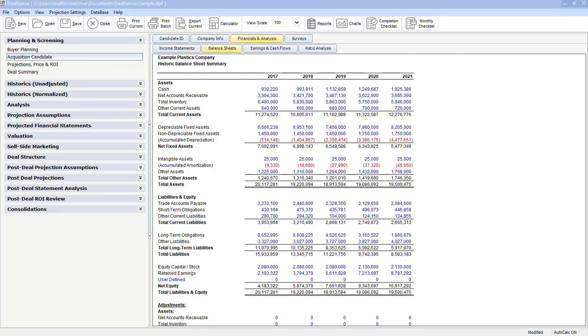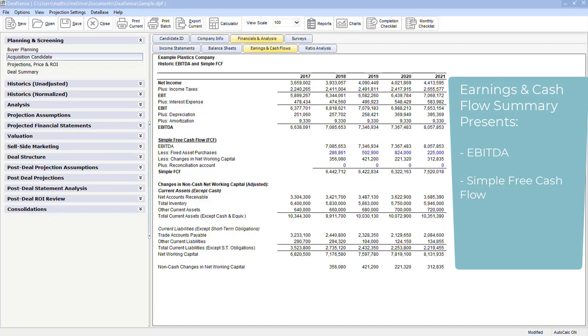After entering basic balance sheet line items, the planning and screening module generates an earnings and cash flow summary and presents a simplified free cash flow by deducting estimated CapEx and changes in net working capital from EBITDA.